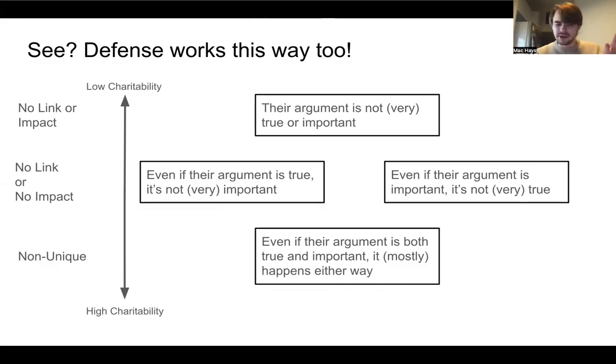And then a non-unique, I think, is maybe an example of more charitable. Even if their argument is both true and important, it mostly happens either way, which means there's not a very high delta between the worlds. And so there's not much of a change. Note all of these are still mitigatory, but they can have different implications that account for more of the truth or importance, or those multiplied together, the risk of their argument.